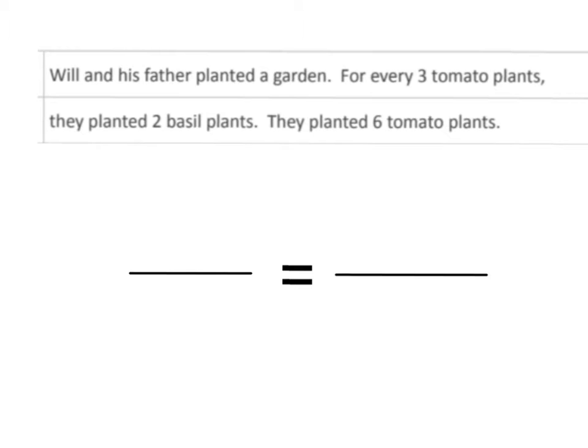Will and his father planted a garden. For every 3 tomato plants, they planted 2 basil plants. So I have tomato plants and basil plants. For every 3 tomato plants, they planted 2 basil. This is our ratio right here. This is what goes in there first. We have tomato plants and we have basil plants. So I've got my labels. I know where my numbers go.